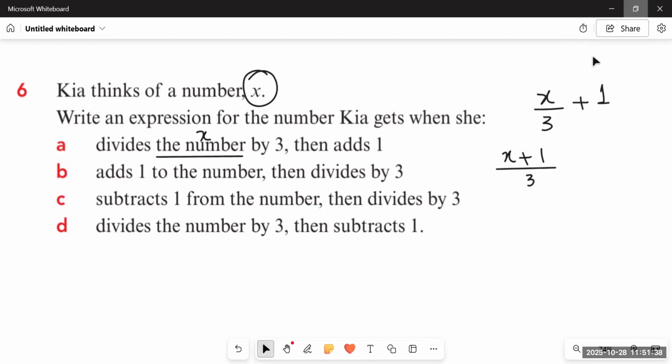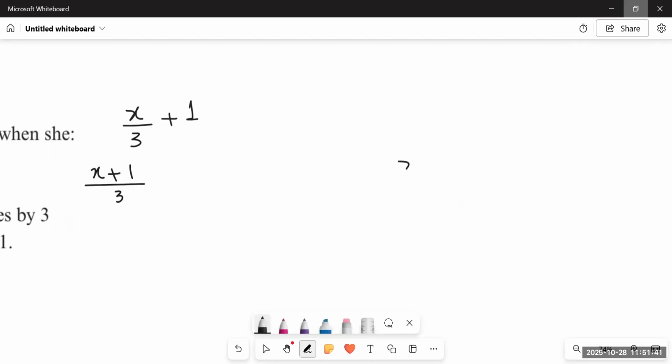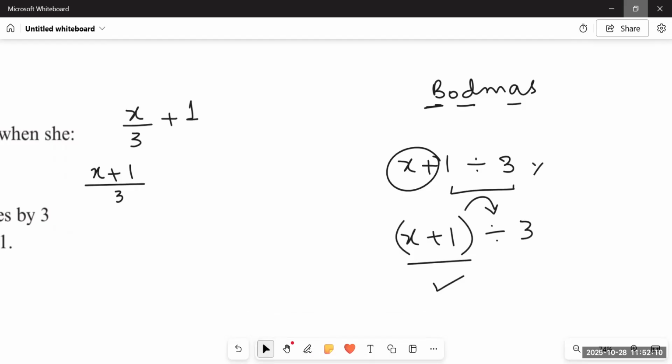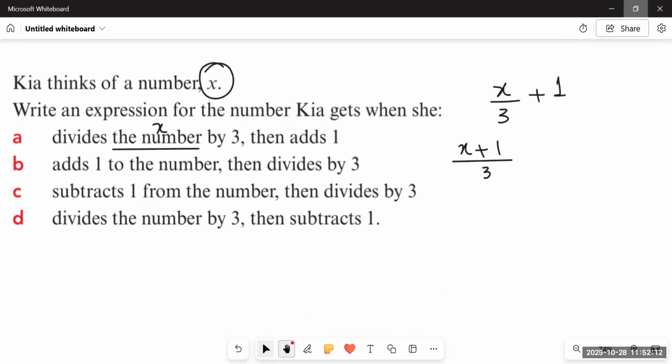Otherwise, according to BODMAS rule, if we write it like this, x plus 1 divided by 3, the rule says division comes first, then addition. So you have to divide 1 by 3 first, then only you can add. But if you write it inside bracket, x plus 1, divided by 3, in this case the brackets come first. So you will first add the two terms inside the bracket, then you will divide. So this one is correct and this one is wrong. Okay. And both will give you different answers. So you can't say that both are equal.